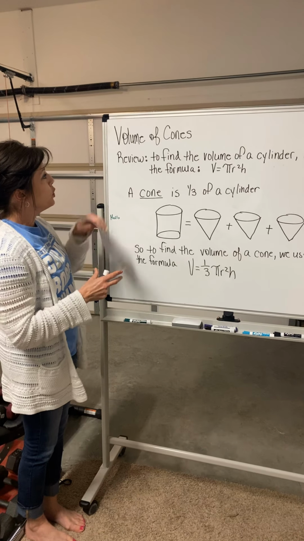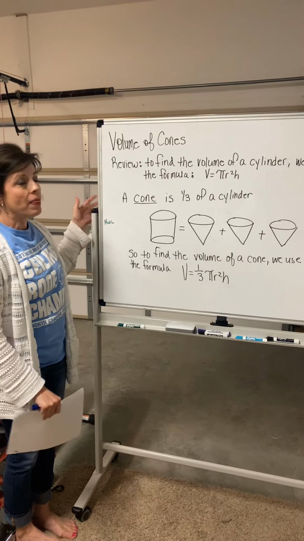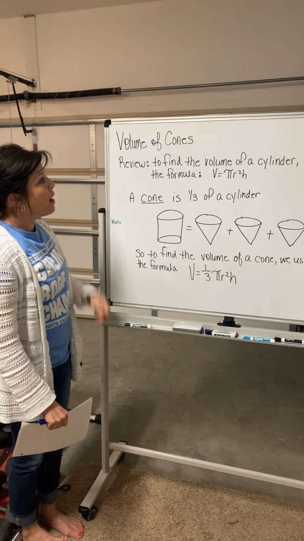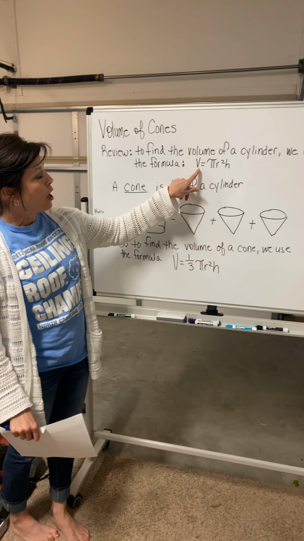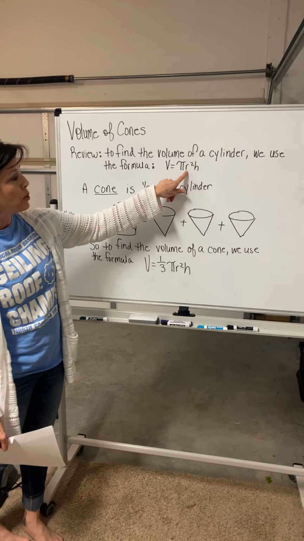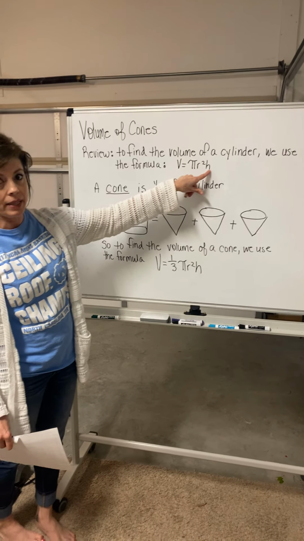So today we're going to look at how to find the volume of cones. Just to review, yesterday we talked about how to find the volume of a cylinder. To find the volume of a cylinder, we use the formula volume equals pi times radius squared times height.